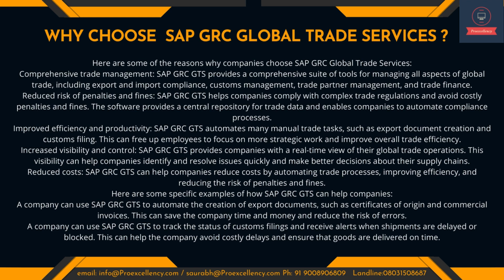A company can use SAP GRC GTS to automate the creation of export documents, such as certificates of origin and commercial invoices. This can save the company time and money and reduce the risk of errors. A company can use SAP GRC GTS to track the status of customs filings and receive alerts when shipments are delayed or blocked. This can help the company avoid costly delays and ensure that goods are delivered on time.